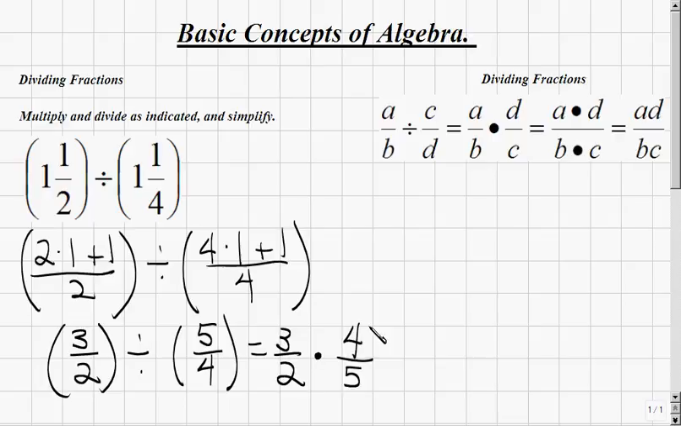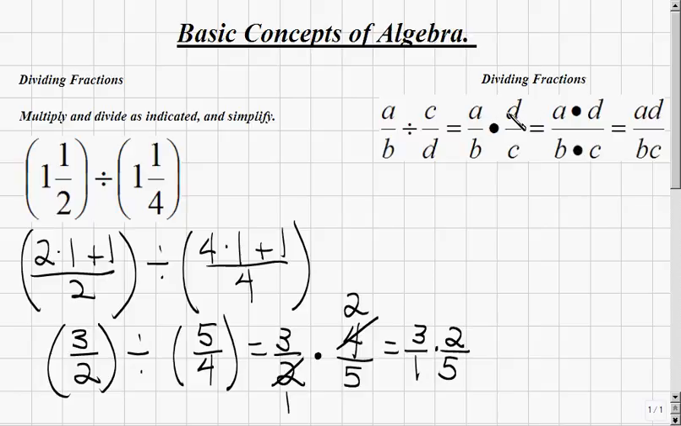In order to multiply these two fractions, we'll first reduce the numerators and denominators. We see that 2 goes into 2 once and into 4 twice. So we're left with the fraction 3/1 multiplied by the fraction 2/5.